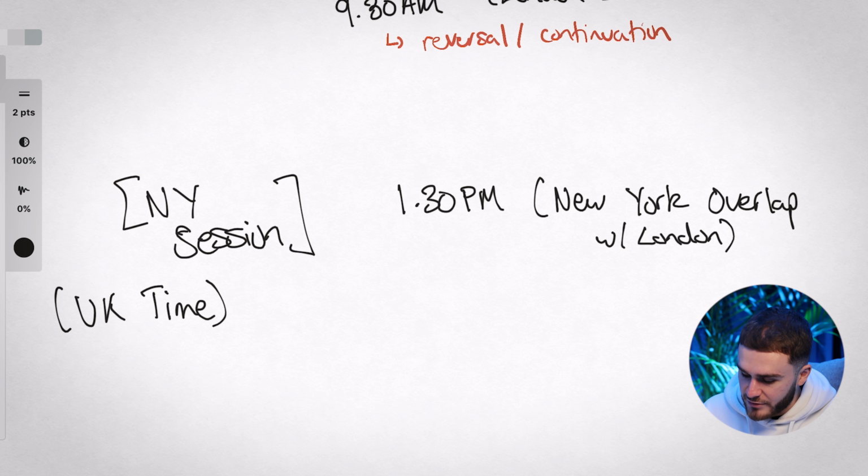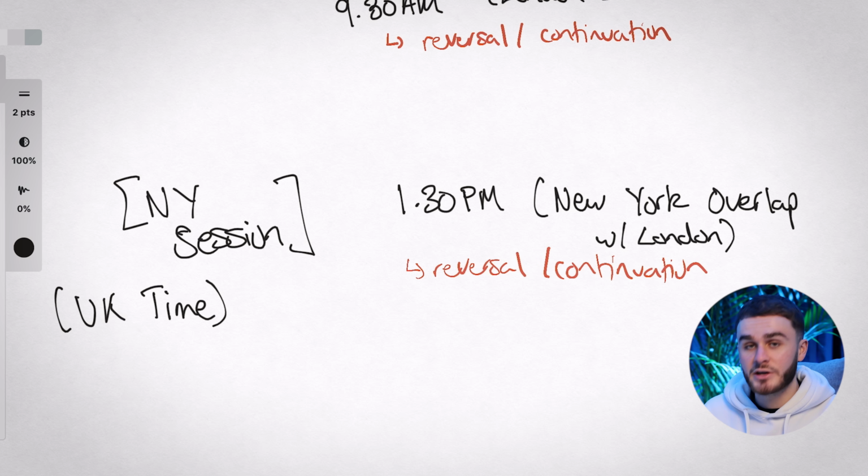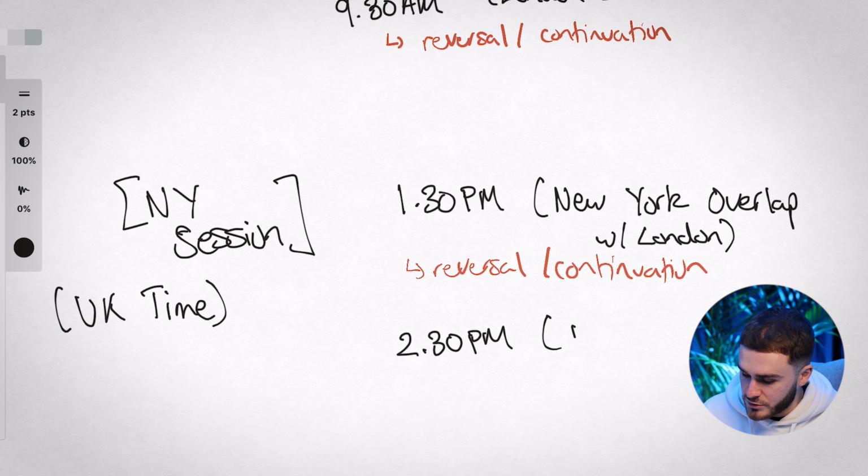Then we are also going to have another point. And by the way, this can be either a reversal or a continuation. I would say New York session is definitely harder to trade than London, especially if you are a beginner. Then we also have 2:30 p.m. and that is going to be just New York. And again, it's going to be a similar type of thing. We either get a reversal or a continuation.